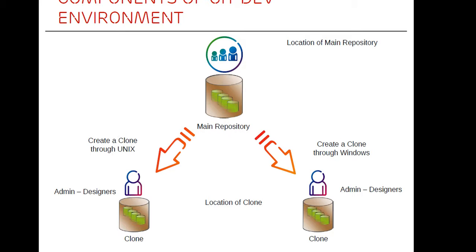Last, what are the components of the Git dev environment? There is a main repository, and we can have a number of clones. I have one clone on Unix, which is used by one designer, and a clone on Windows, which is used by a second designer. They can both work independently without any interference from the other.